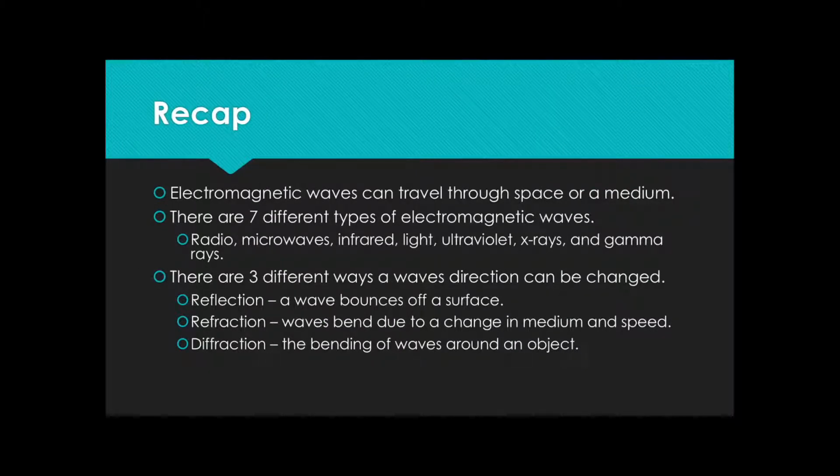So now let's do just a little bit of recap on the information we learned. We know that electromagnetic waves can travel through space and a medium. We know there are 7 different types of electromagnetic waves. We've got radio waves, microwaves, infrared waves, light waves, ultraviolet waves, X-rays, and gamma rays. And we learned that there are 3 different ways a wave's direction can be changed.